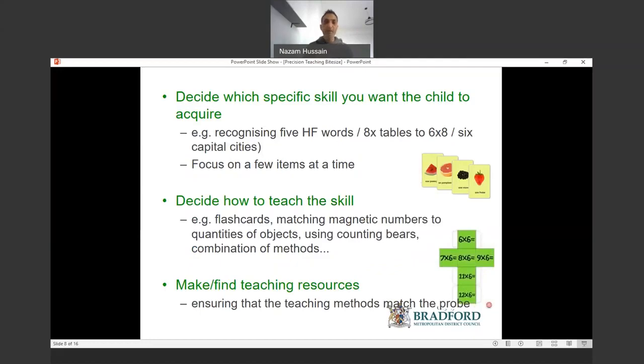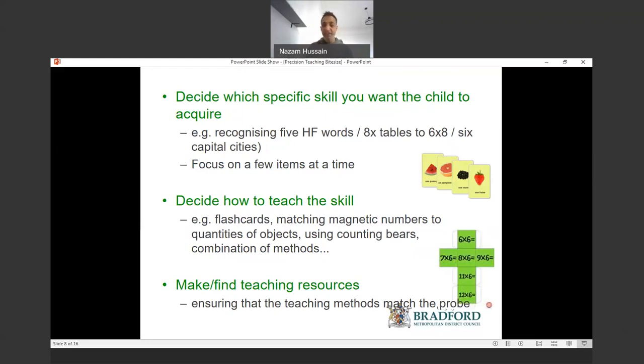So step 1, decide which specific skills you want the child to acquire. Before you start a precision teaching program, it's always good to have a child and a skill in mind. It might be recognizing the first high frequency words. It might be the 8 times table. It might be the capital cities. Focus on a few items at a time, because again, you're focusing on speed and accuracy.